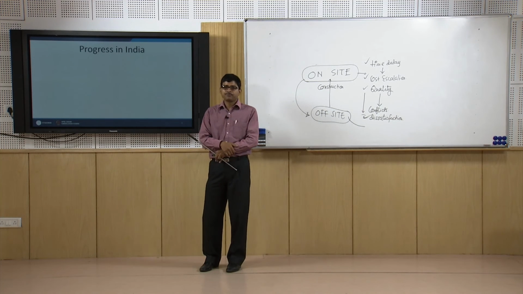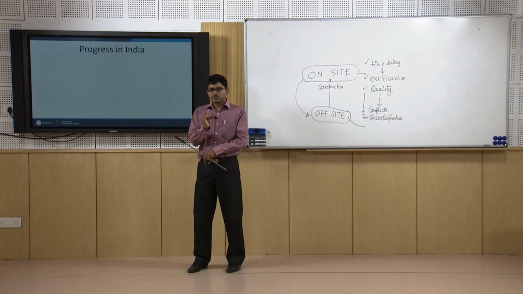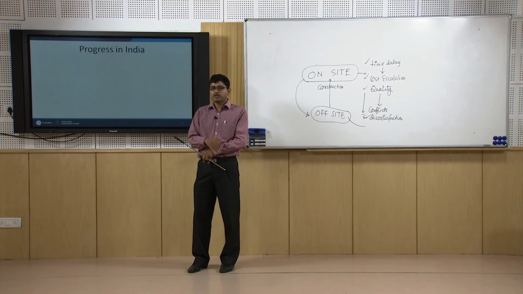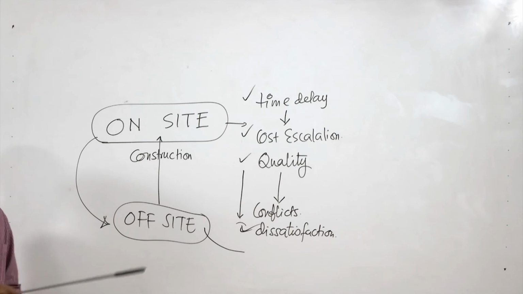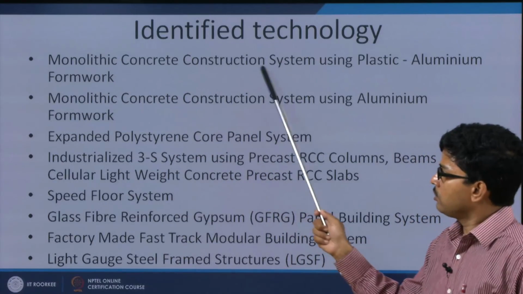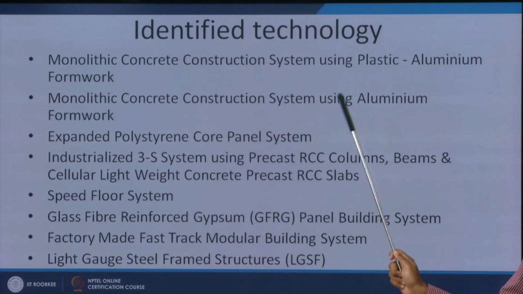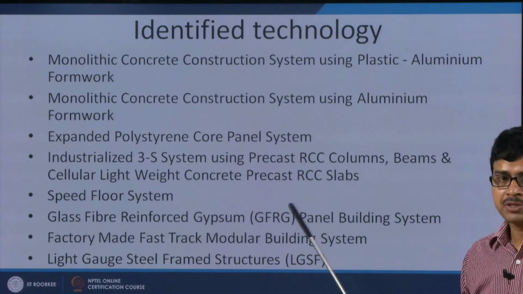But right now there is a big thrust by the government of India after the National Housing and Habitat Policy, and with the current Pradhan Mantri Awas Yojana, there is a sub mission which is called technology submission. Under the technology submission, government has identified many technologies which will transfer the technology from on site to off site, like monolithic concrete construction, expanded polystyrene panel system, 3S system, speed floor system, GFRG panel system, then modular building system and light gauge steel frame structure.